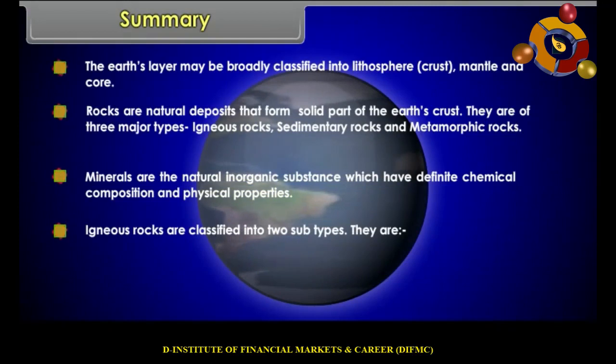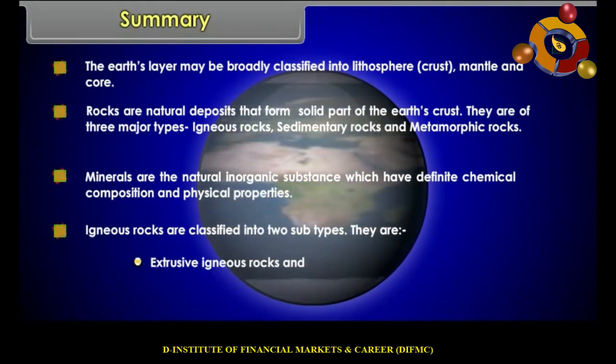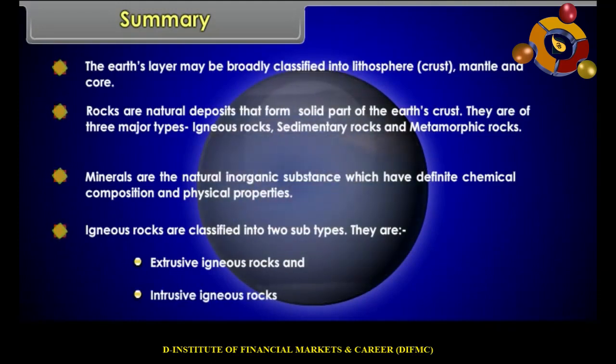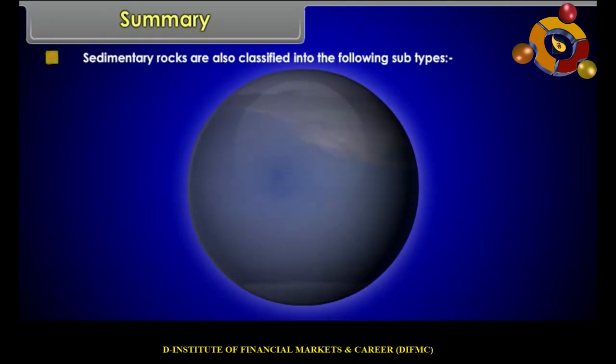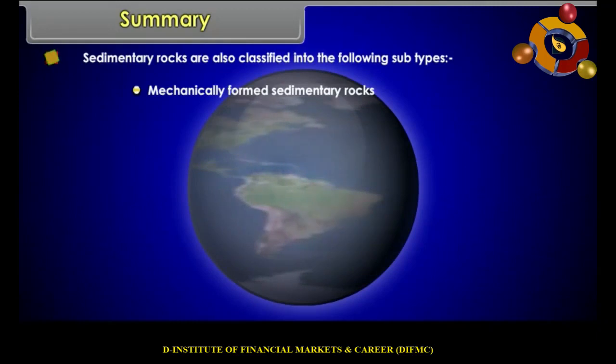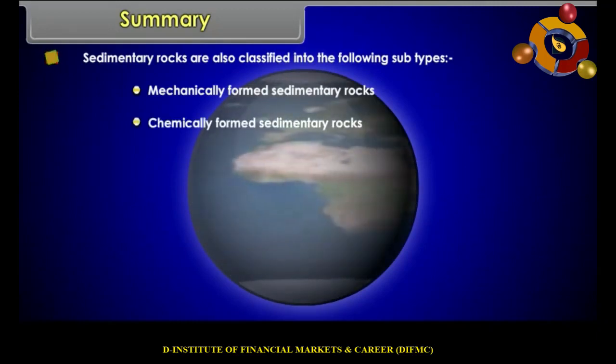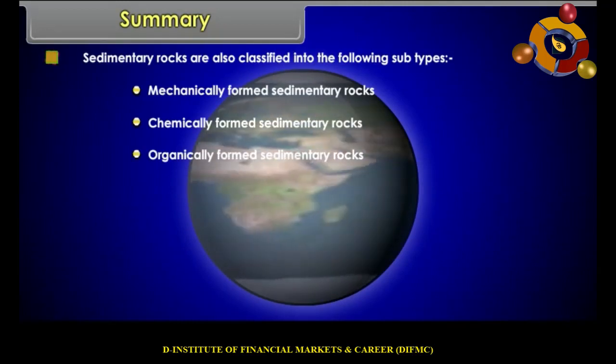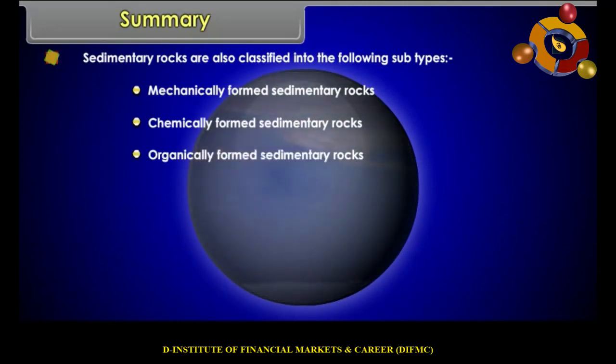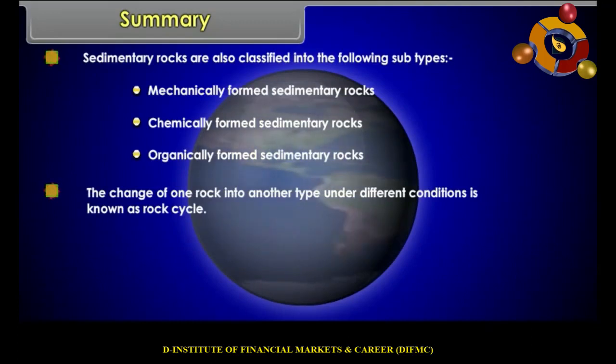Igneous rocks are classified into two subtypes. They are extrusive igneous rocks and intrusive igneous rocks. Sedimentary rocks are also classified into the following subtypes: mechanically formed sedimentary rocks, chemically formed sedimentary rocks, organically formed sedimentary rocks. The change of one rock into another type under different conditions is known as rock cycle.